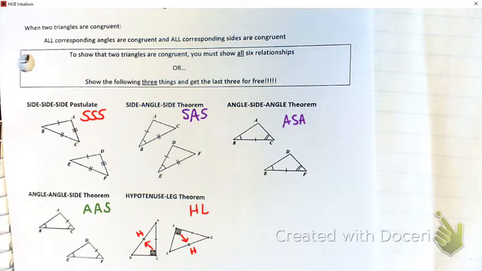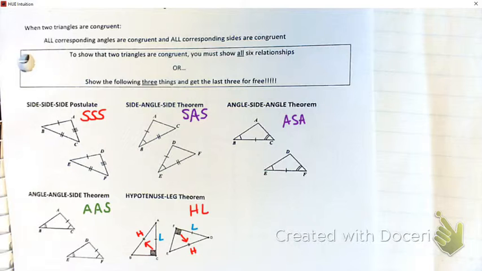Okay? The H has to be marked for it to be hypotenuse leg. And then also another side has to be marked. And we're going to call it L. Either side that's marked can be called L. That's just the legs. Okay? So the hypotenuse and the leg have to be marked on the right triangle.